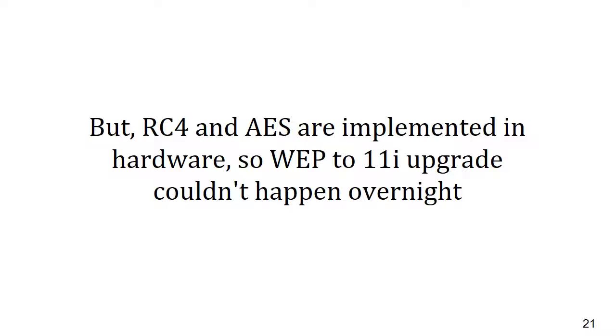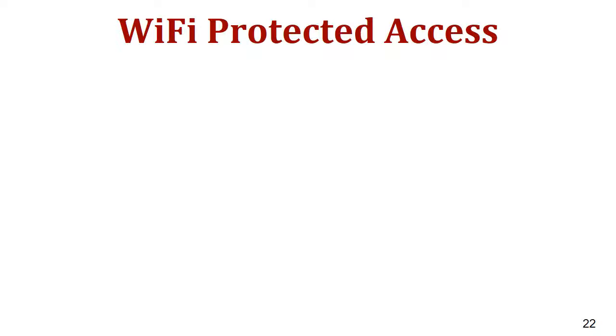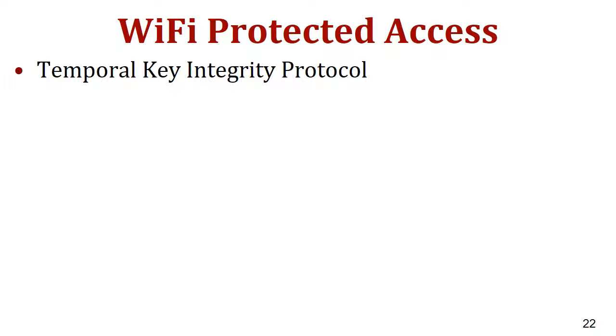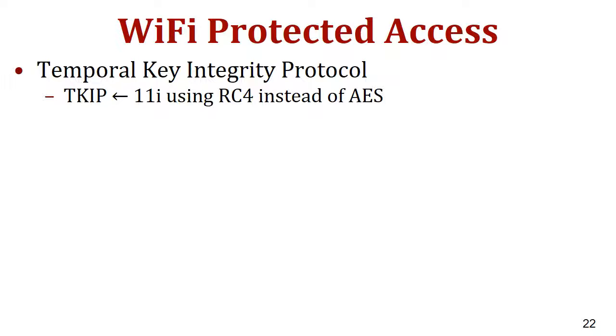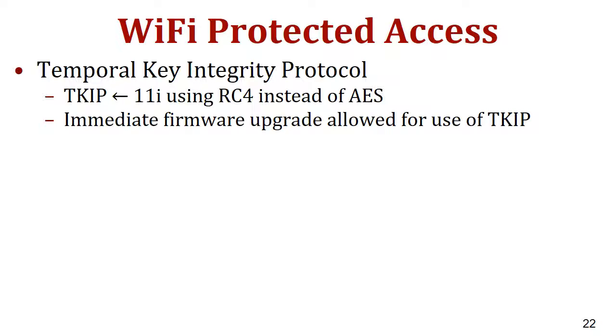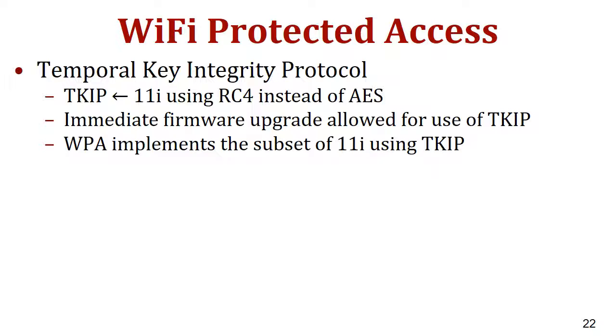However, things are moving fast. Let's see how much of 11i has been implemented in Wi-Fi now. Basically, in the transition, there's a protocol called the Temporal Key Integrity Protocol, which is 11i still using RC4 instead of AES. So without a hardware upgrade, you can just do a firmware upgrade to use TKIP, and WPA actually implements a subset of 11i using TKIP.